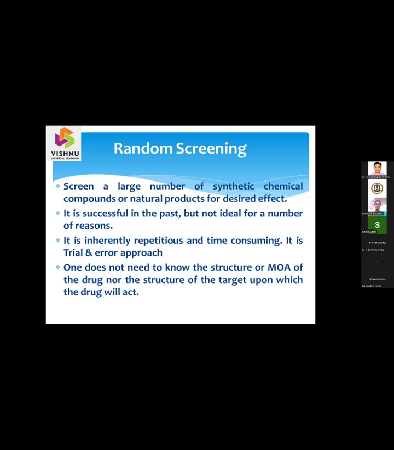So in random screening, we randomly select different drug candidates and test their activity. In such cases, there is no need to know the structure of the drug or its mechanism of action, or the structure of the target protein.